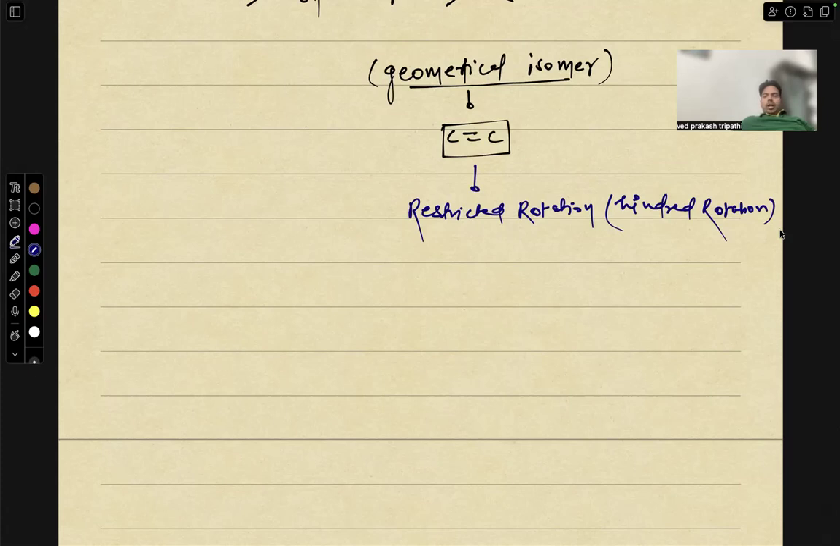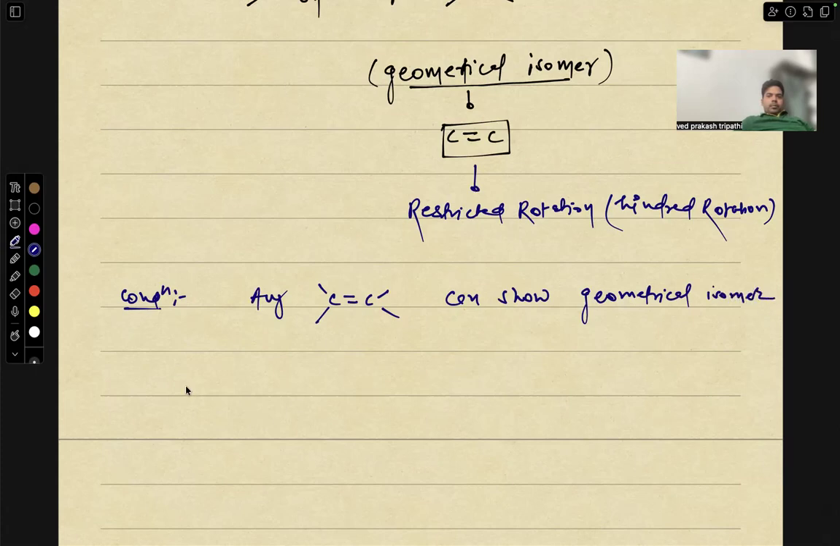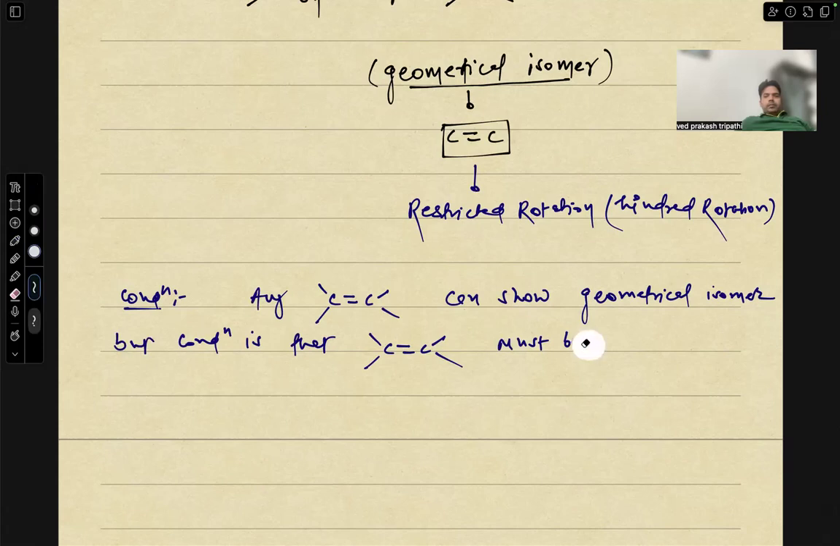So any carbon double bond carbon can show geometrical, but there is a condition. I said any carbon double bond carbon can show geometrical isomer, but the condition is that double bonded carbon must have different connectivity.